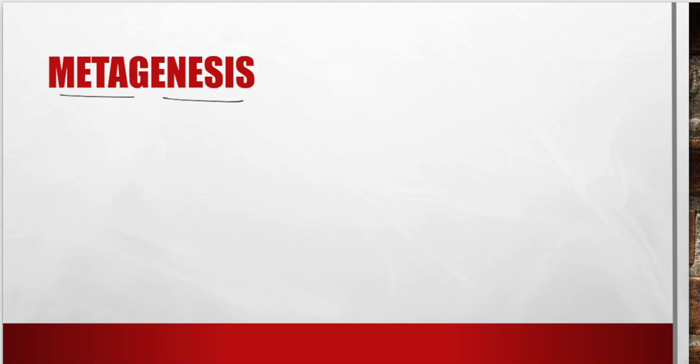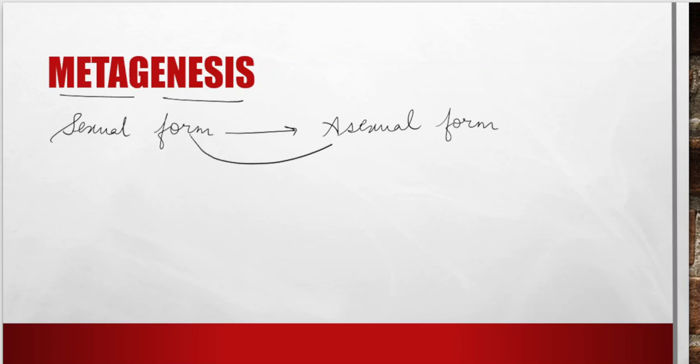Alternation of generation means the sexual form of an organism converts to the asexual form of the organism. This conversion from sexual form to asexual form and from the asexual form back to the sexual form is known as metagenesis. We can also say it as alternation of generation.